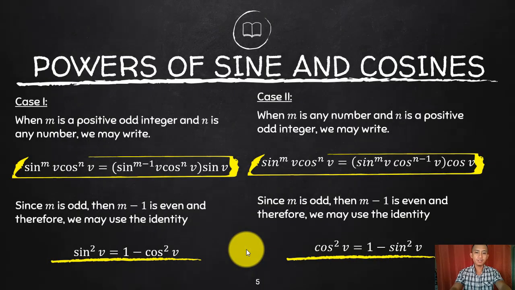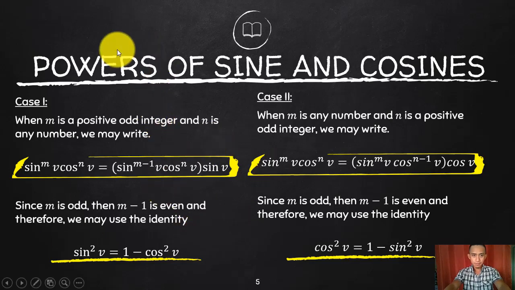So this is your first: powers of sine and cosine. This is your first transformation. We have three cases under this. The first two cases are these.